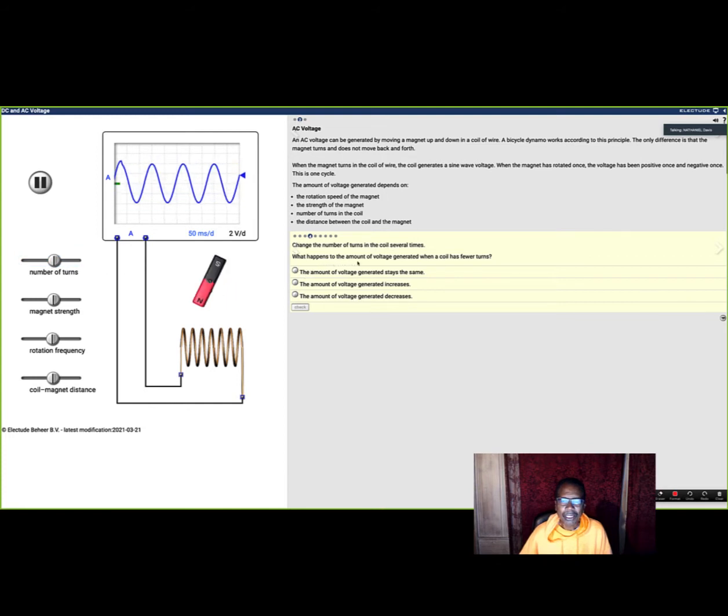What happens to the amount of voltage generated when the coil has fewer turns? The amount of voltage generated increases. Nope. Look at the question. What happens to the amount of voltage generated when a coil has fewer turns? The fewer turns, it decreases. Which one is it? C. There you go.